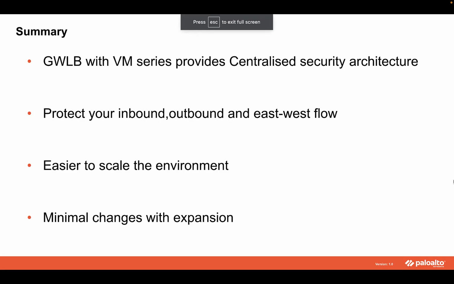To summarize, we saw that Gateway Load Balancer with VM series firewall provides you a centralized security architecture, protects your inbound, outbound, and east-west traffic flow. It is easier to scale since this is a centralized security. It is easier to add a new VPC or remove a VPC and make minimal changes, which is pointing the route towards the security VPC. With the help of load balancer and multiple availability zones, this architecture provides you resiliency and redundancy as well.